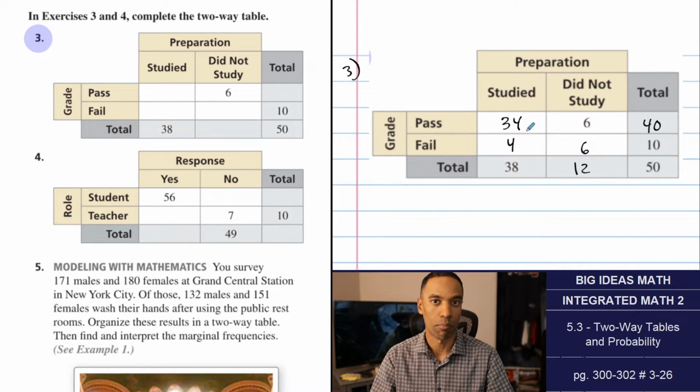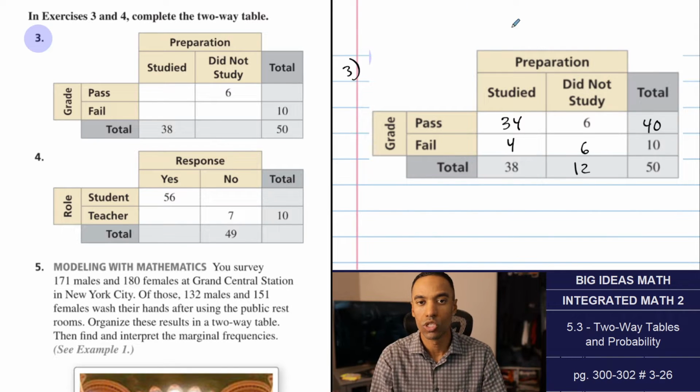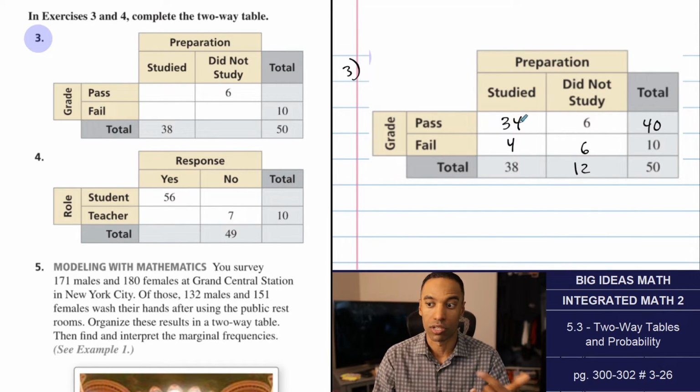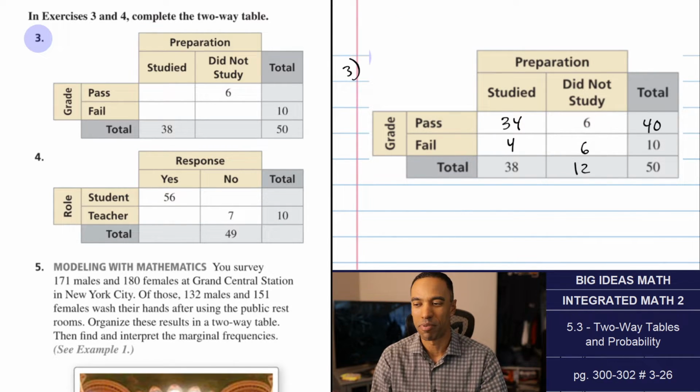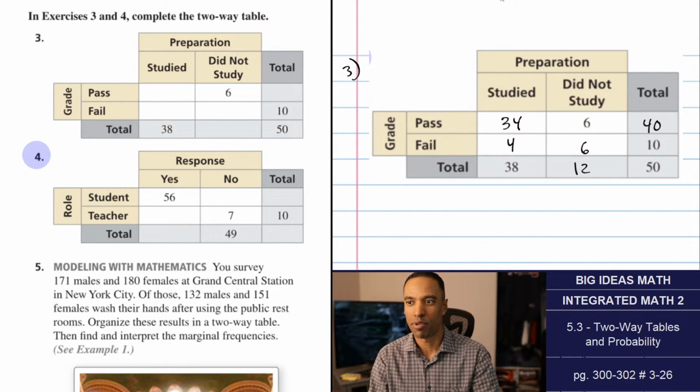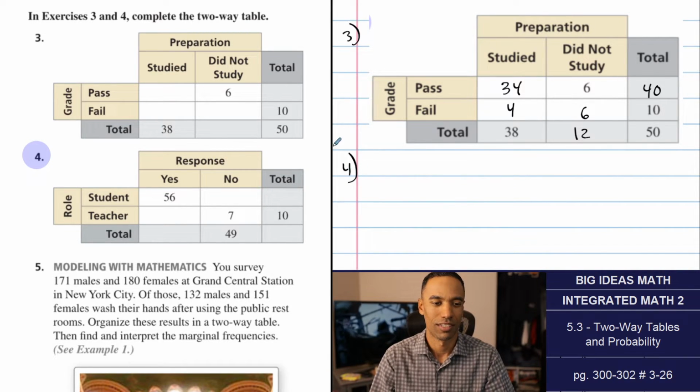Everything here should combine the right way. So this plus this is that, this plus this is that, this plus this is that, and so on and so forth. It seems to work out. Two-way tables completed. Now, it just goes to show that you should study because you're more likely to pass. Only 50% of people who didn't study did pass, whereas much closer to about 85 or so percent of people who did study passed. So, hey, study.